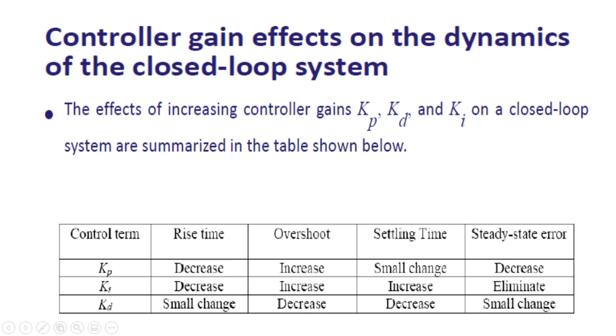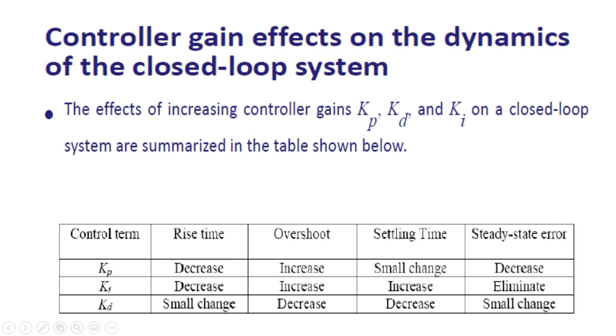So what happens with the rise time? When you increase the value of KP, the rise time decreases, and when you increase the value of KI, the rise time also decreases. But when you increase the derivative gain, there is very little change in the rise time. So if you want to improve the rise time, you have to work on KP and KI. Similarly for overshoot, when you increase KP, overshoot increases, and KI also increases it.